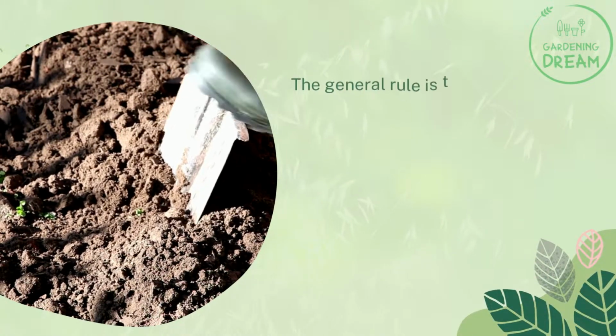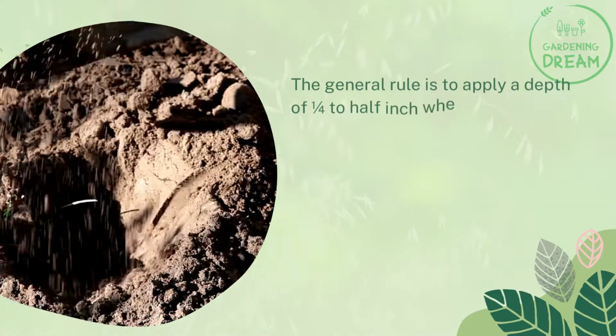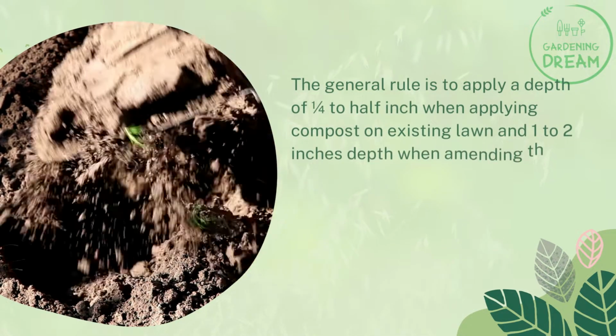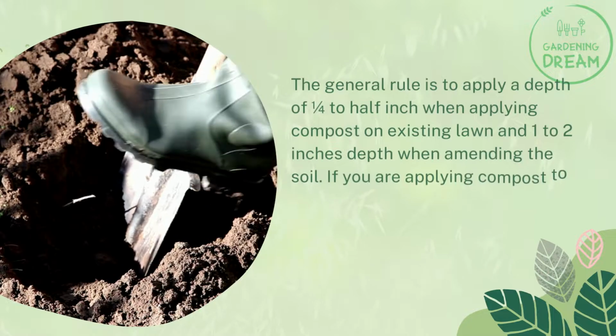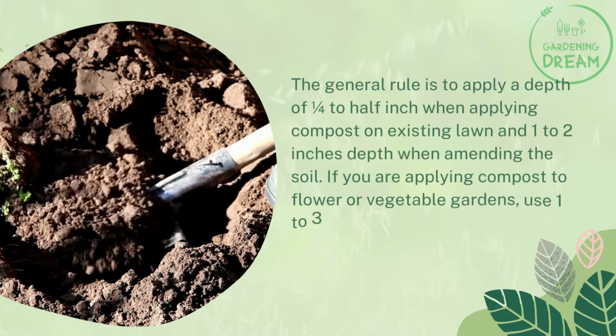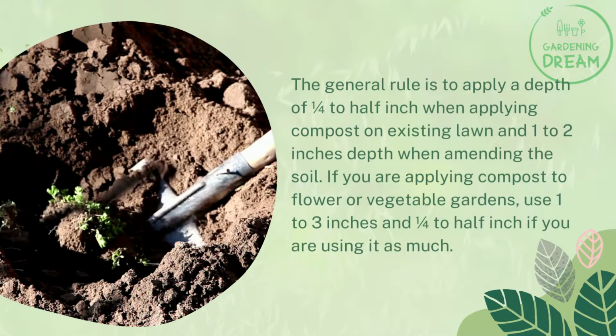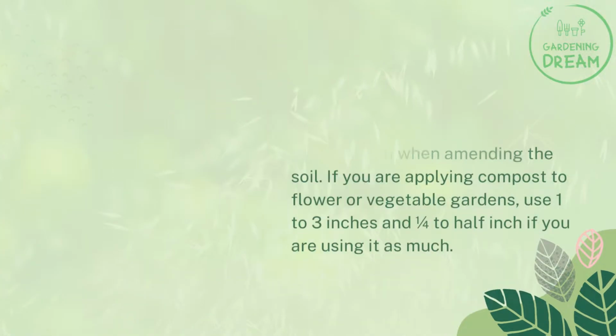The general rule is to apply a depth of 1/4 to 1/2 inch when applying compost on existing lawn and 1 to 2 inches depth when amending the soil. If you are applying compost to flower or vegetable gardens, use 1 to 3 inches, and 1/4 to 1/2 inch if you are using it as mulch.